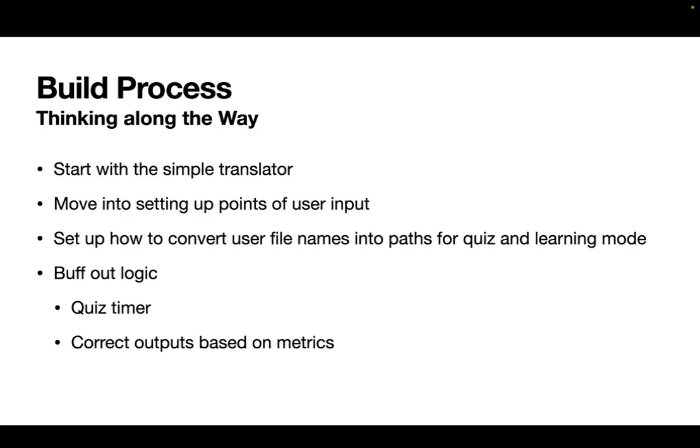So the build process. At the start, I wasn't really sure how to go about this. I sort of started with the translator just because there was a Google Trans API. So it made it a little bit easier in the sense that I didn't need to pull any information from my own files or anything like that. My next goal was to set up the points of user input because if you don't have input in your application, then the user can't really interact with it. So this was pretty important.